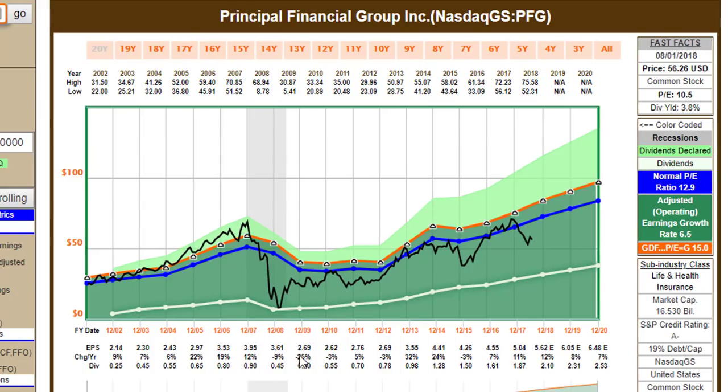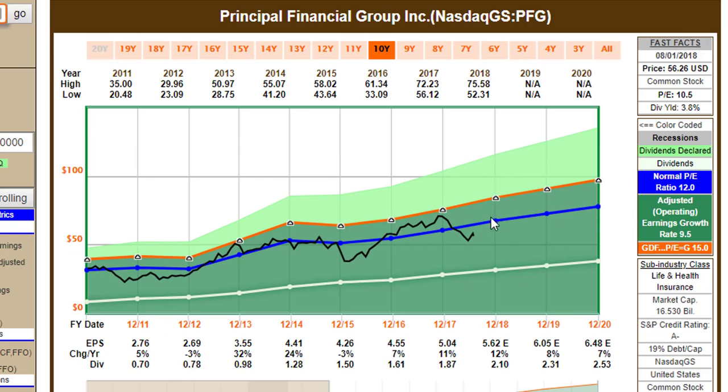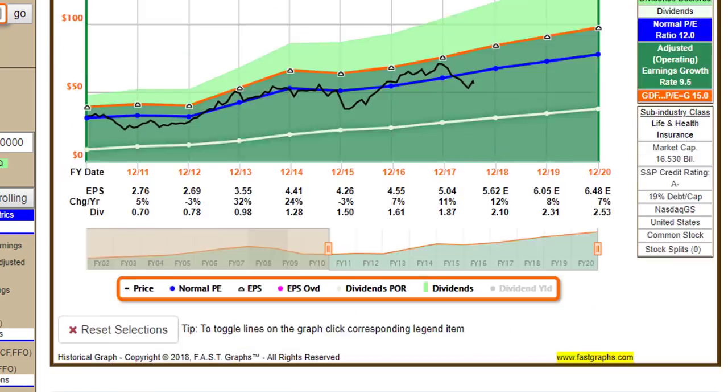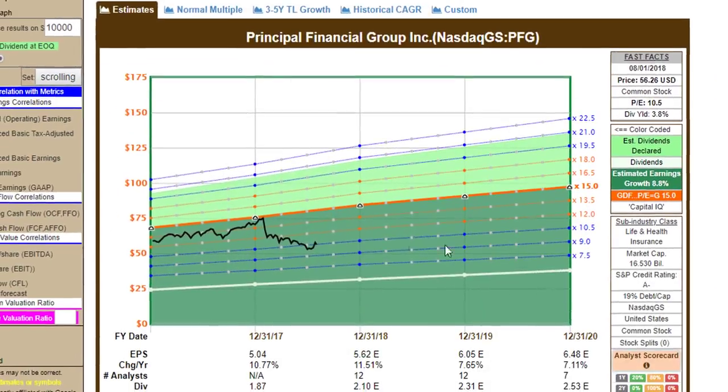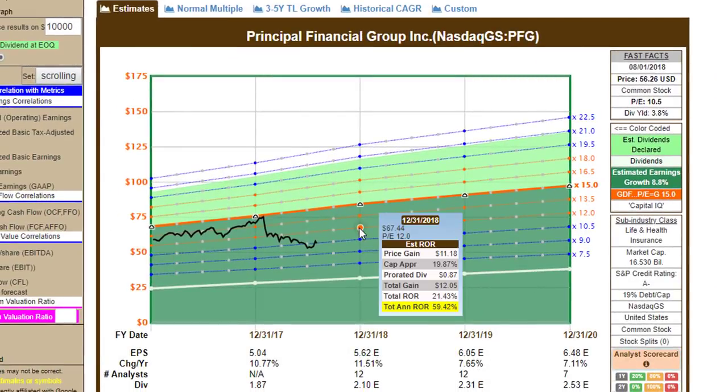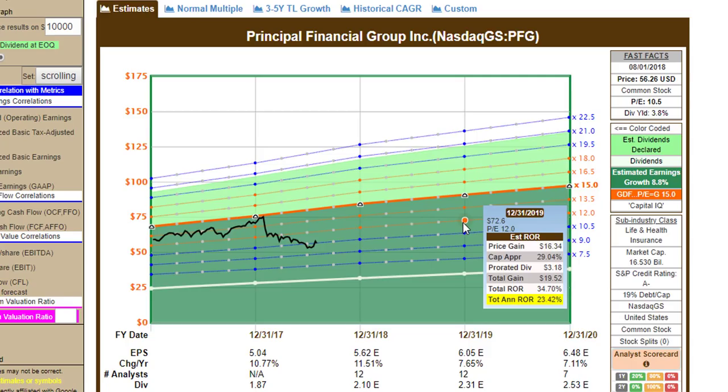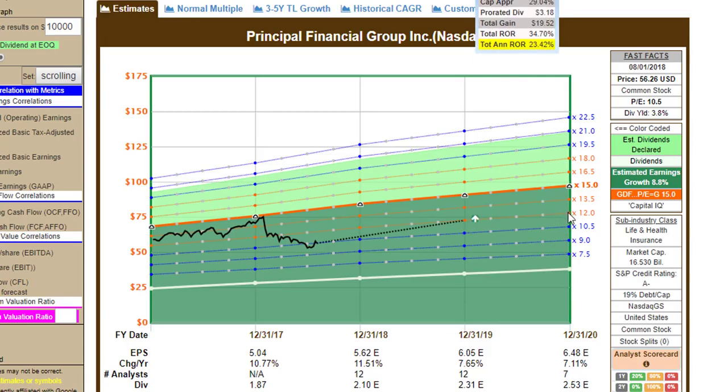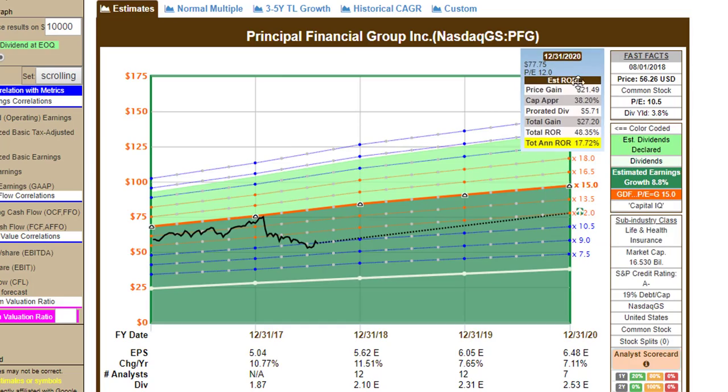Principal Financial Group was a little bit cyclical during the recession, but this is a life and health insurance company. They did cut their dividend coming through the Great Recession, but you can buy them at a 10.5 PE with a 3.8% yield. Their normal PE has been about 12, and I would value this based on a 12 PE, not necessarily the 15. So if I look at this 12 PE, the annualized rates of return for the next couple of years would be as high as 23% going out to 2019 and 17% going out to 2020.